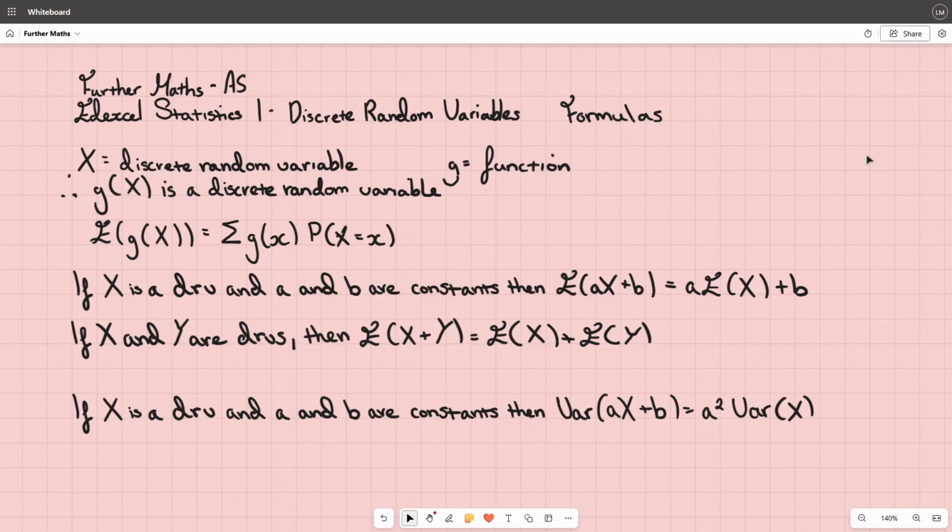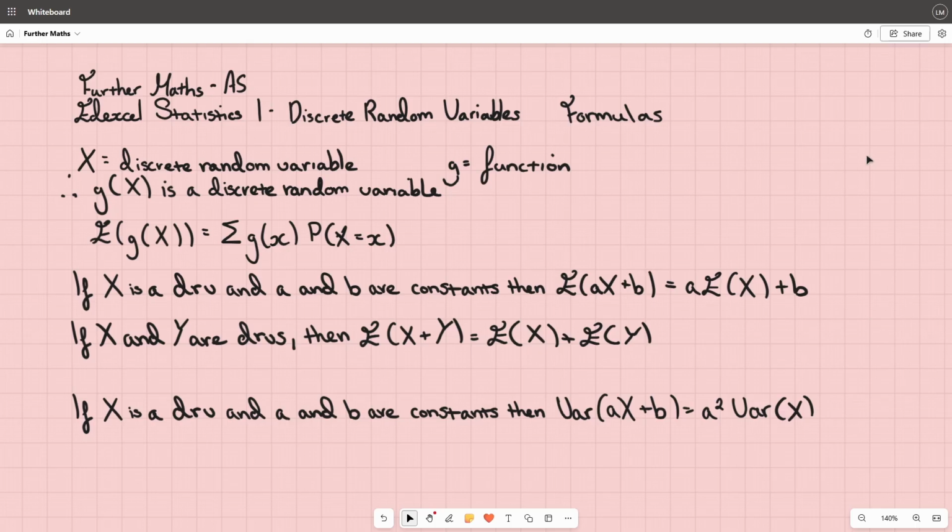Okay, so now I'm going to be moving on to formulas. To begin, let's take X as a discrete random variable, and g as a function. Therefore, the function g applied to the discrete random variable X is also a discrete random variable, and therefore can be used to find the mean and the variance. So to find the expected value of g(X), you do the sum of, or sigma, g(x) multiplied by the probability of x.